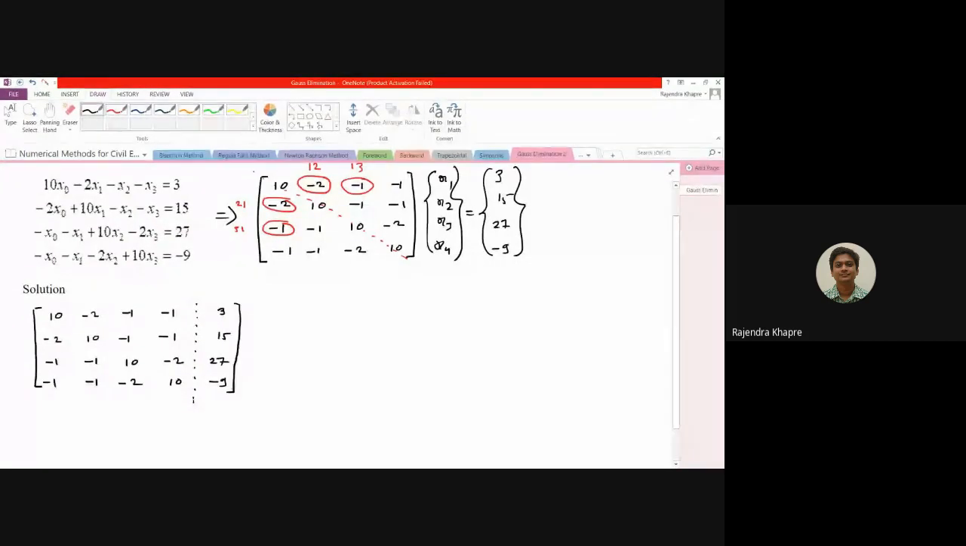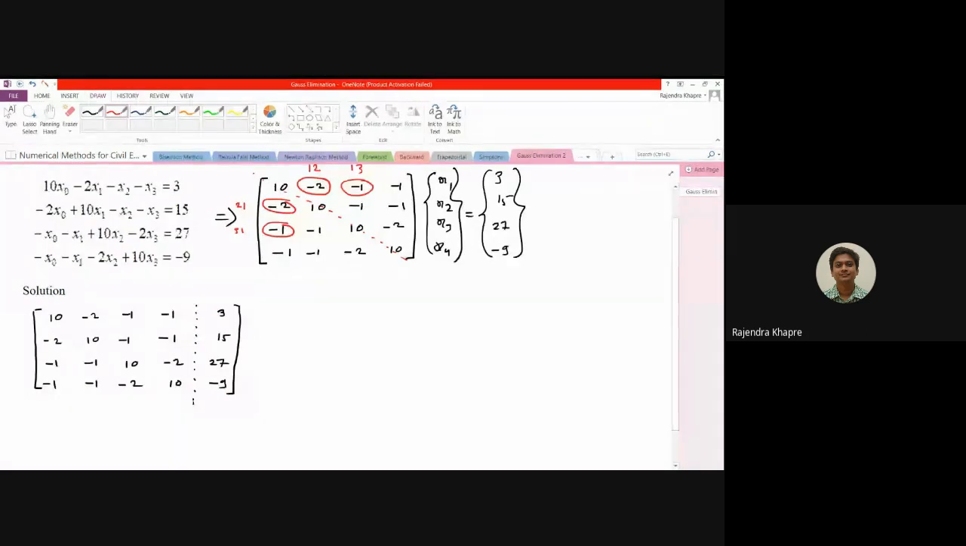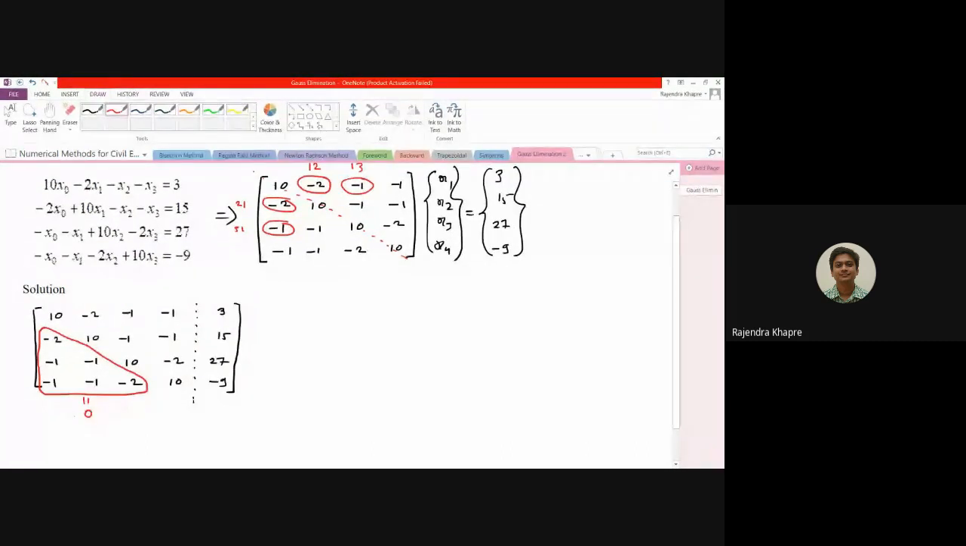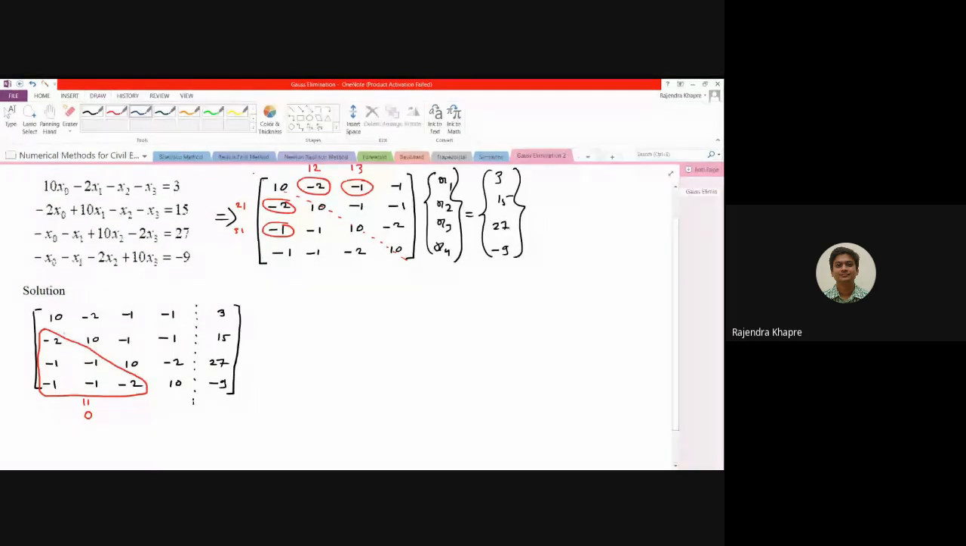Now remember, in the Gauss elimination method, what we are doing is going for the lower triangle, which is indicated with this red triangle. This triangle has to be eliminated and converted into 0. Right now, as you see, we have to eliminate this value.